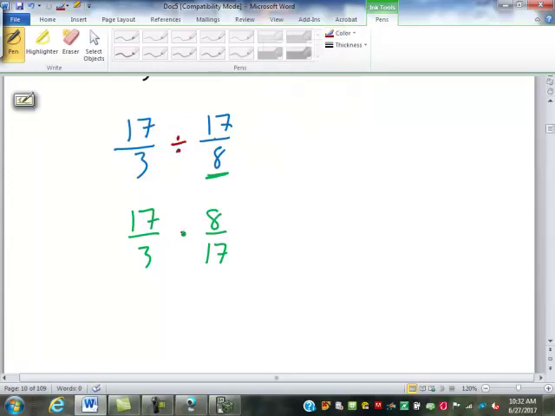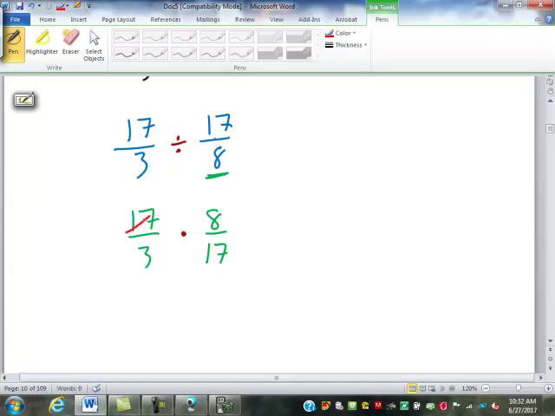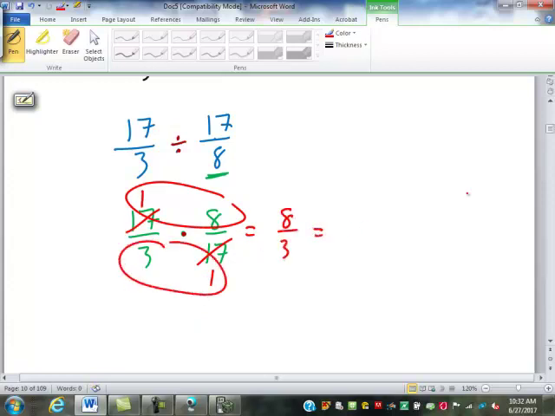Now we can cross cancel because it's now multiplication. What can we divide out? 17 and 17. 17 divided by 17 is 1 for both of them. So now we have 1 times 8 is 8. 3 times 1 is 3. Which is 2 2/3. So division really isn't that tricky. It's just a matter of remembering to take that reciprocal.